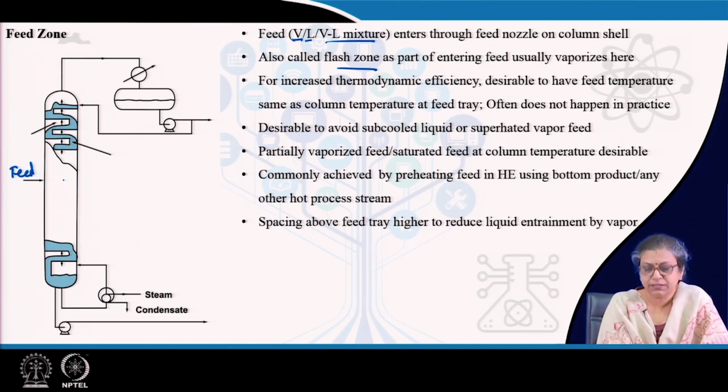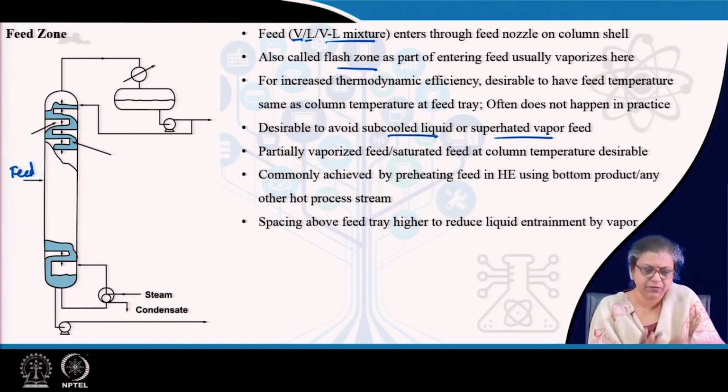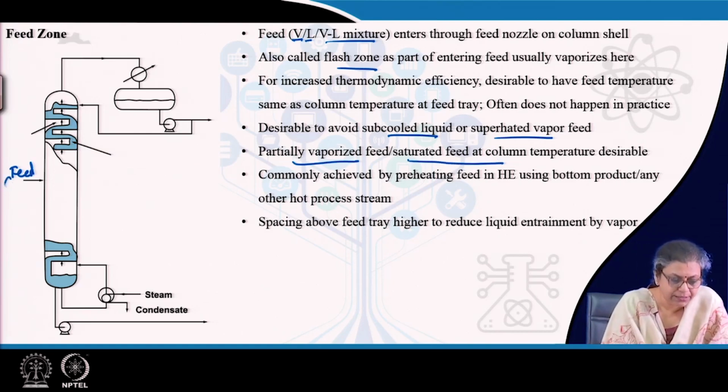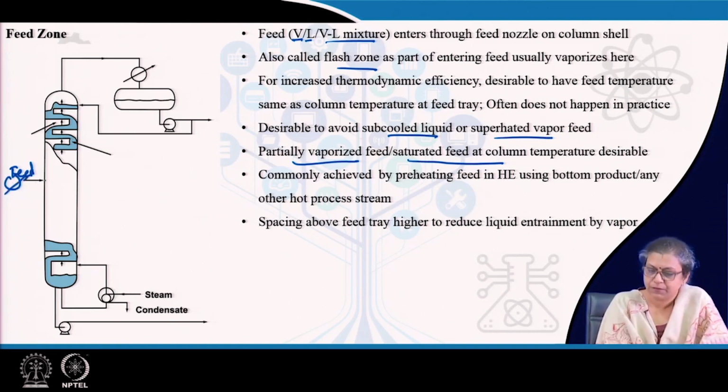We would not desire to have a subcooled liquid or a superheated vapor feed, because there will be some heat exchange, and that will decrease the amount of enrichment that we get. So, we would either want a partially vaporized feed or a saturated feed at the column temperature. This is achieved by means of a preheater fitted in the feed line, where the feed can be preheated. We can use the hot bottom product to heat the feed in the preheater.